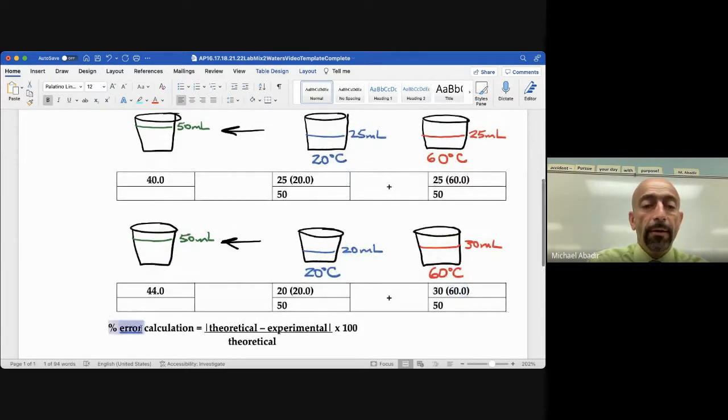To find the percent error, you're going to take the theoretical, which is what you got right here for your specific trial, minus the experimental, which is what you measured, divided by the theoretical, times 100, and that'll give you your percent error.